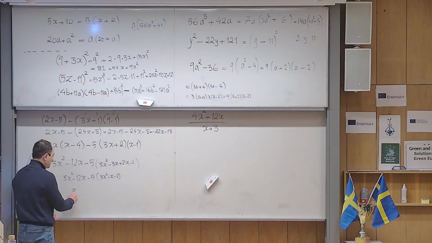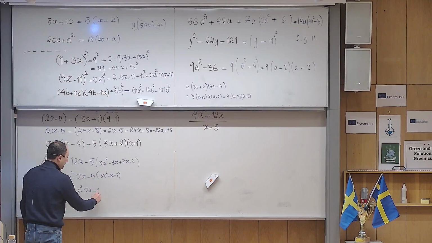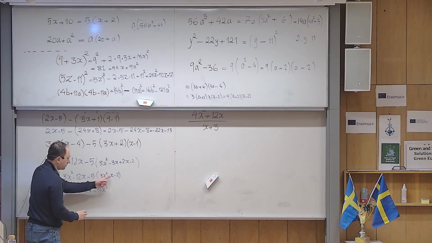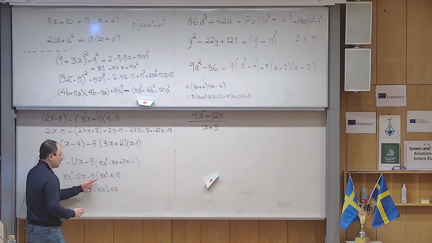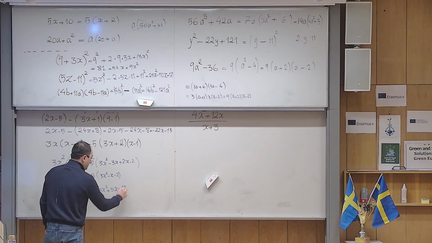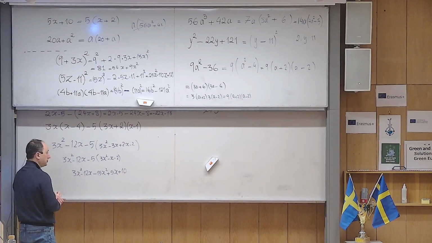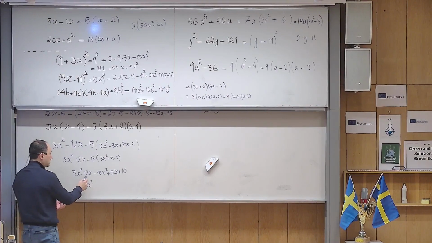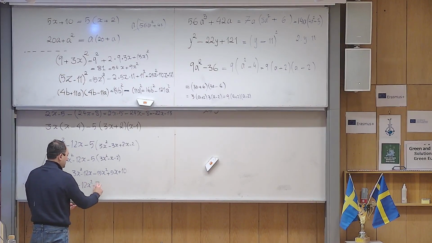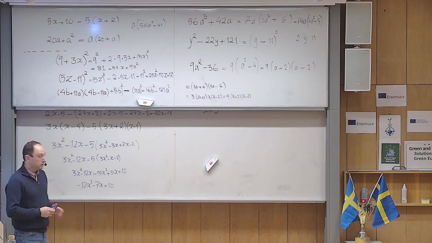So the answer becomes 3x squared minus 12x minus 15x squared plus 5x, because minus times minus is positive 5x, and minus 5 times minus 2 is plus 10. Yes? Okay, and then don't stop here because we have to simplify if possible. 3x squared minus 15x squared is minus 12x squared. And then minus 12x plus 5x is minus 7x. And then 10 is alone. That is the answer that you're supposed to get.